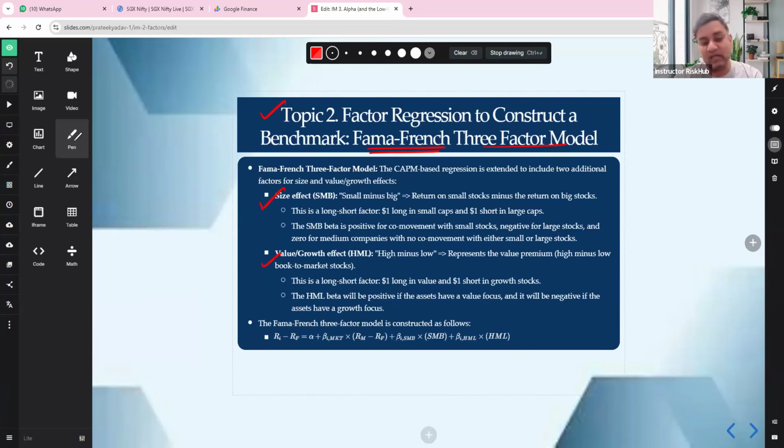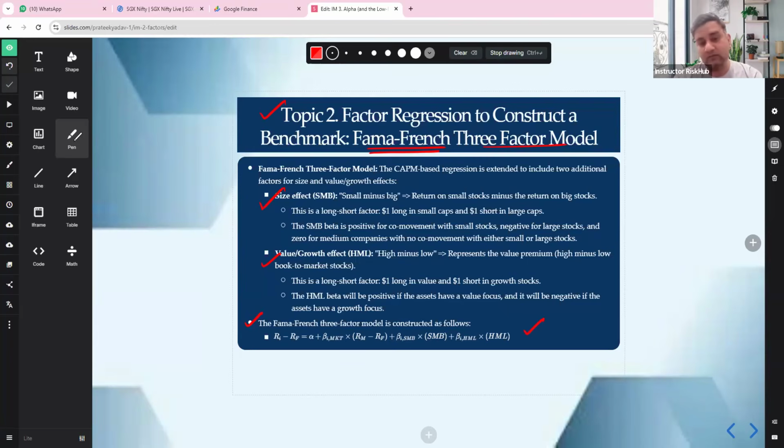SMB is small minus big, long small cap stocks minus short large cap, capturing your size premium. HML is your value factor, high minus low, long value stocks with high book to market minus short growth stocks, capturing your value premium. And then we look at the full model, which is R_i minus R_F equals alpha plus beta_i,M times (R_M minus R_F) plus beta_i,SMB times SMB plus beta_i,HML times HML. So what is the interpretation here? Each beta tells you a kind of exposure: there is market exposure, there is small versus large bias, there is value versus growth bias.